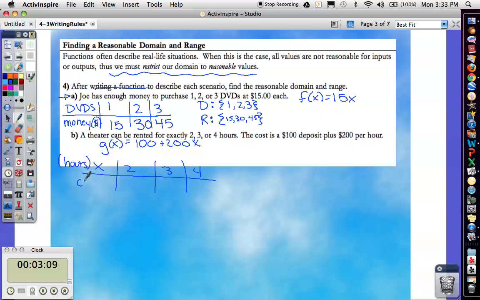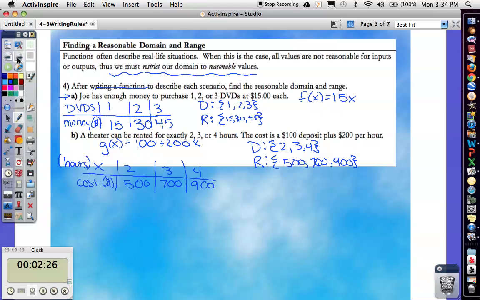Over here then I'm talking about the cost. If I pay for 2 hours, I'm paying a total of $500. 3 hours, $700, and 4 hours, $900. Again, guys, the table is optional, but it does help your work stay organized. 2, 3, and 4 is your domain then, and your range will be the 500, 700, and 900. Typically, when we're listing the domain and range, we do leave the units off of there. So I'm not going to put the money over there, but I will put it over here in the table. Notice x is hours, so I have it defined right there.